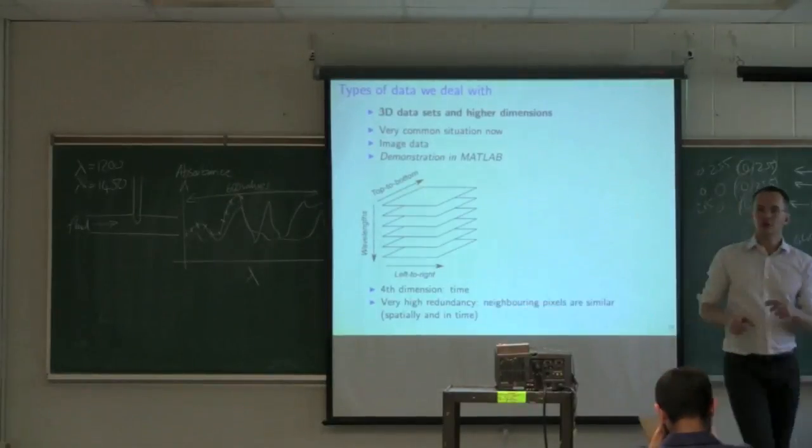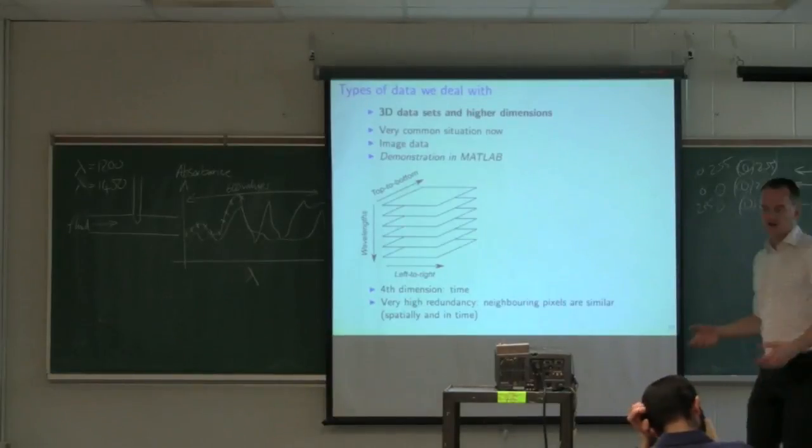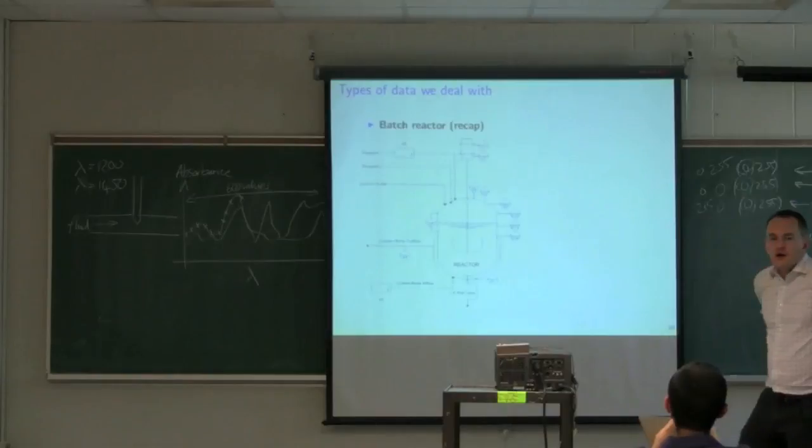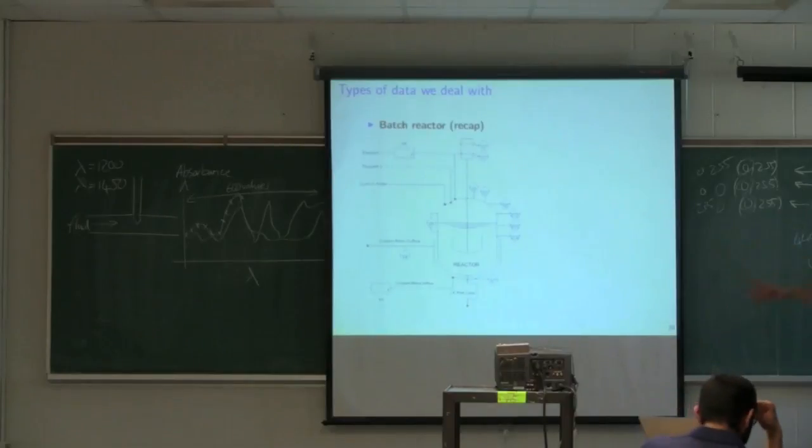That's the key thing. We're not learning anything new from every single pixel. We're getting a lot of redundant information. Okay, we're taking a whirlwind tour through different types of data. We've looked at image data, we've looked at spectral data. Let's take a look at another very important data type, batch data.